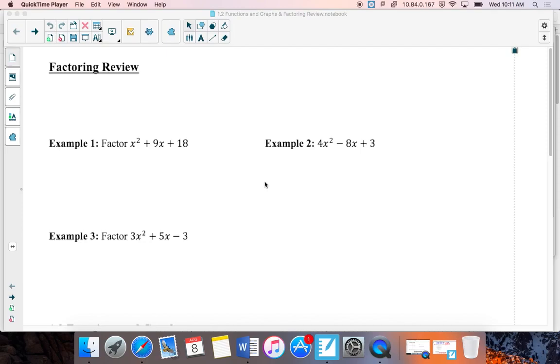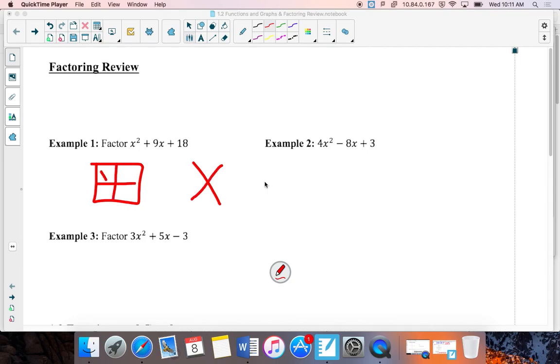Okay, we're on to our second video, section 1.2. But before we get into 1.2, we're going to do a little bit of factoring review. So if you guys remember our Xbox method of factoring, for this first one, we're going to go ahead and draw our box, draw our X.